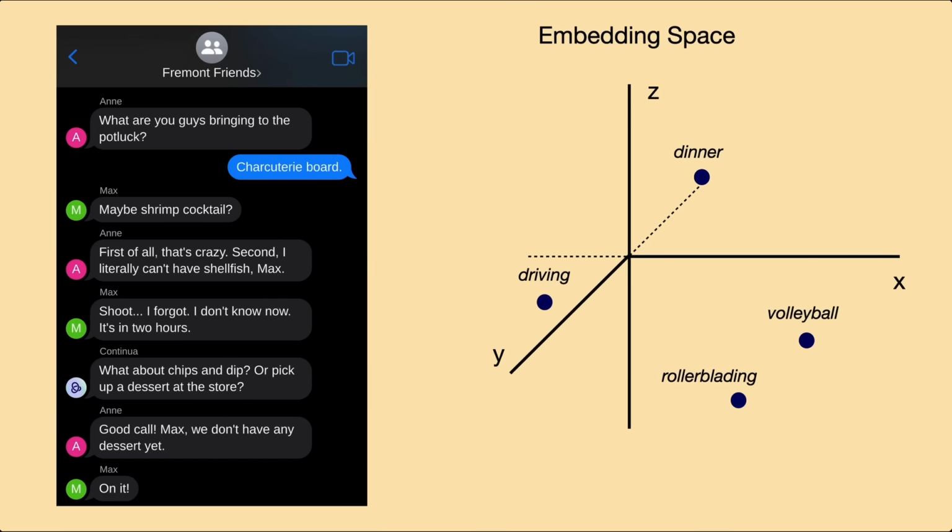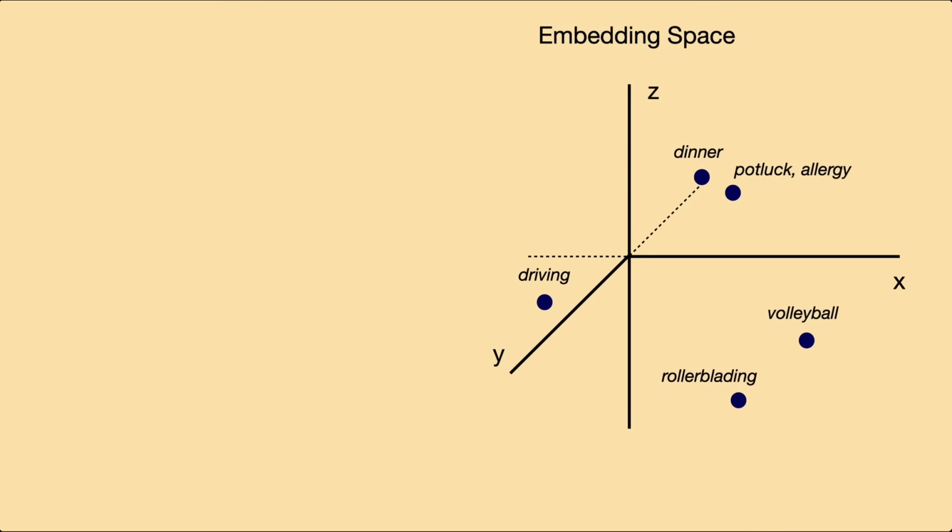Finally, we have a conversation about a potluck. Max suggests bringing a shrimp cocktail, and Anne tells him, I literally can't have shellfish, so we can assume she's allergic. Obviously, that's going to be something that's super important for Continua to recall when making any sort of food-related recommendations. So let's say that it ends up in the embedding space, again in the upper right-hand corner, close to the dinner embedding, but slightly further away because instead of suggesting restaurants, we're talking about potlucks.